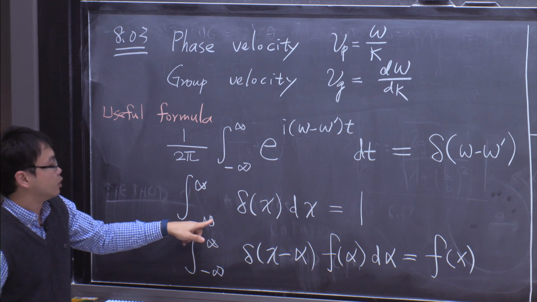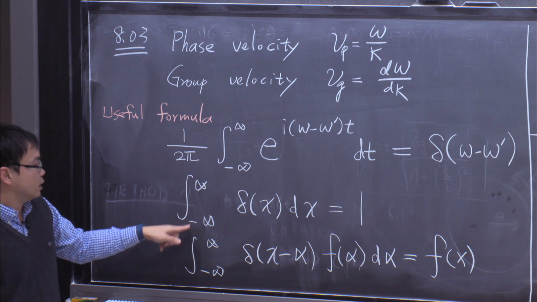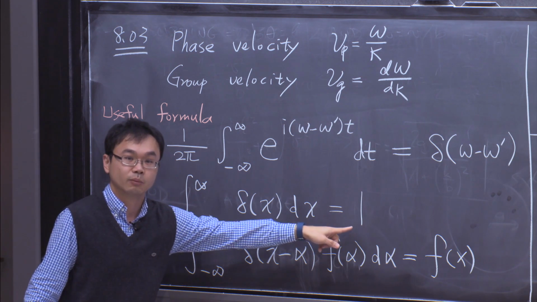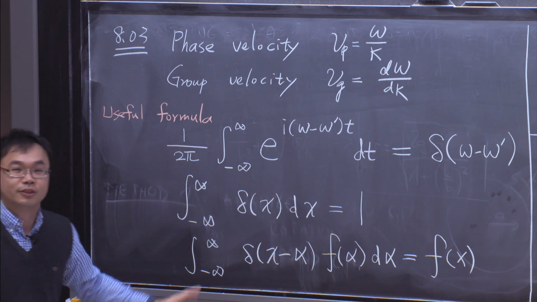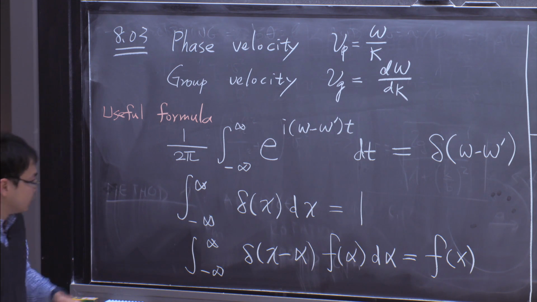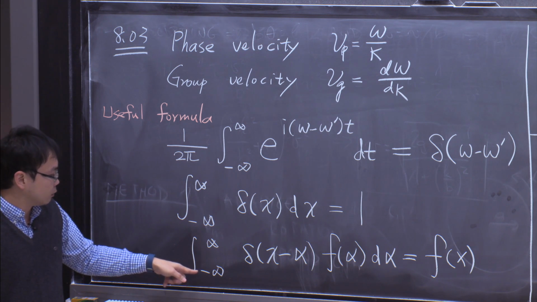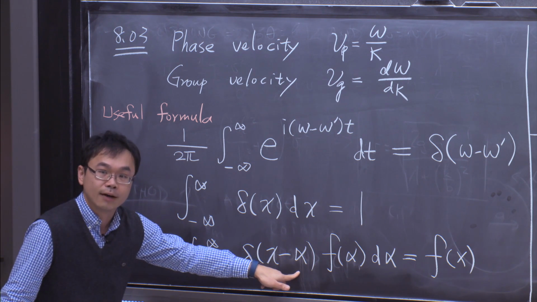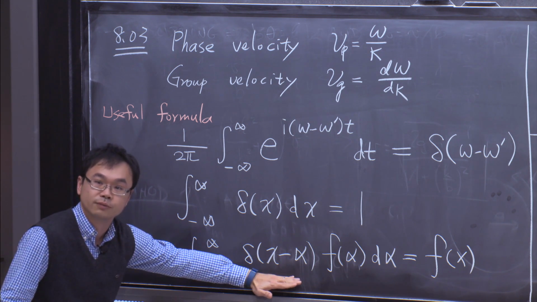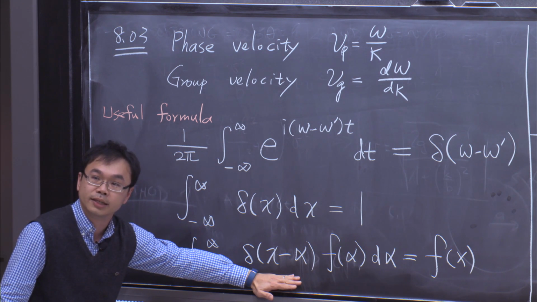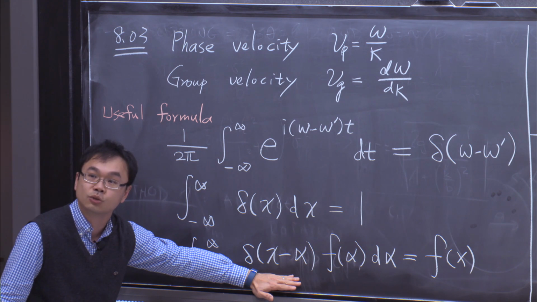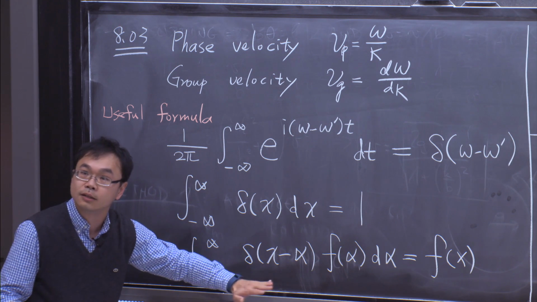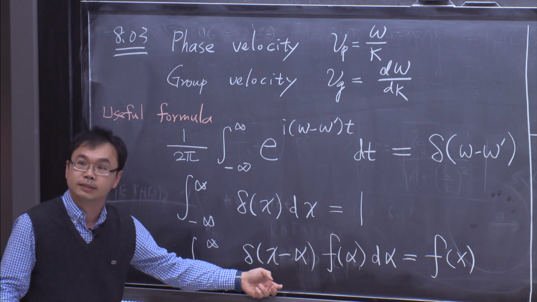The second one, which is just what I talked about: if I integrate from minus infinity to infinity delta x dx, then you get 1. The third one is kind of interesting. Let's take a look. If I integrate from minus infinity to infinity the delta function x minus alpha, let's look at this delta function first. This function is only non-zero when x is equal to what? Yeah, when x is equal to alpha. Only when that happens is this non-zero.